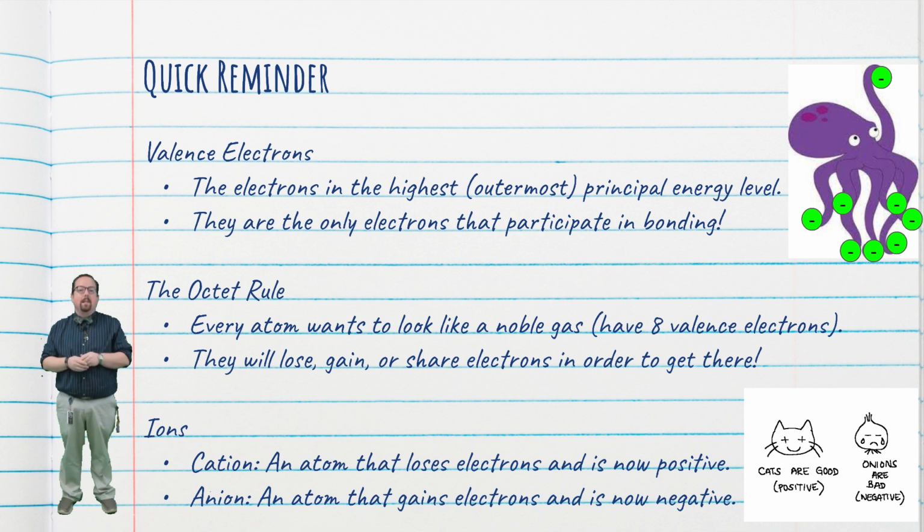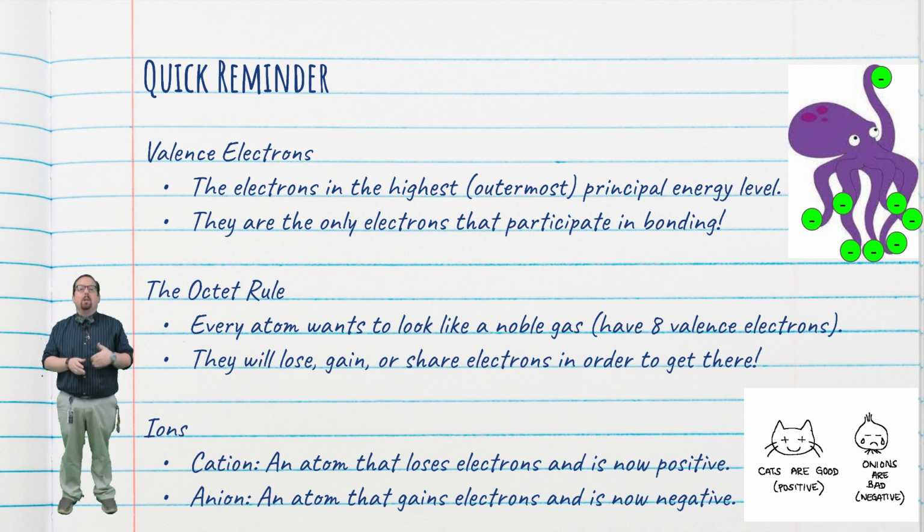The octet rule says that every atom wants to have a full octet, or 8 valence electrons, in its outermost shell. This is true for almost all elements, except for hydrogen, helium, lithium, and beryllium. Those follow the duet rule and only want 2 valence electrons, so they look like helium. Anyway, all elements want to look like a noble gas. In order to get that full valence shell, atoms will have to lose, gain, or share electrons to get there. In today's lesson, we're focused on only the losing and gaining of electrons, not the sharing.